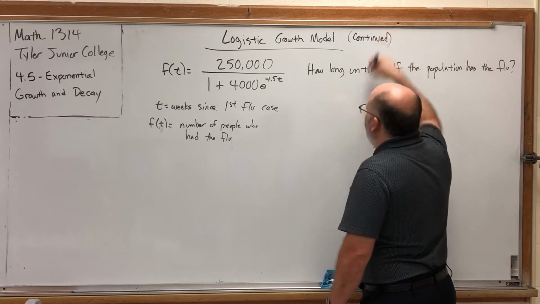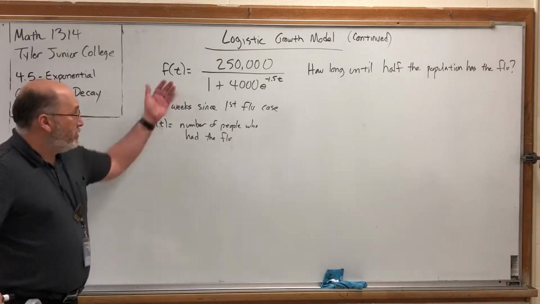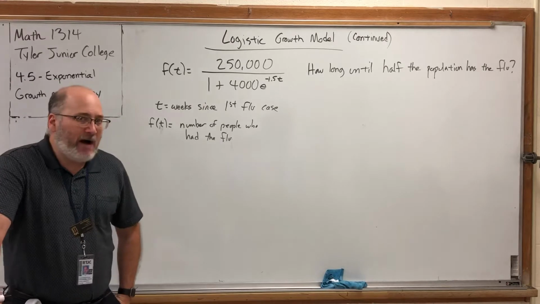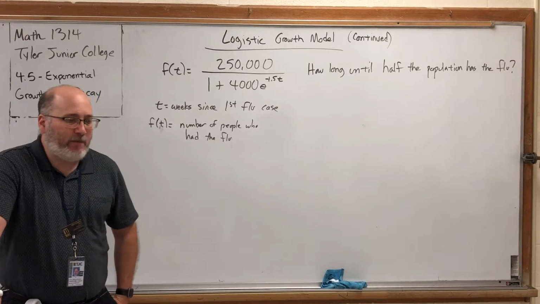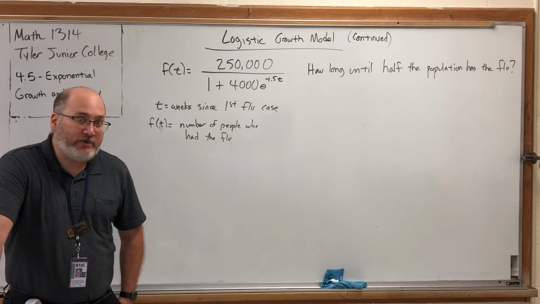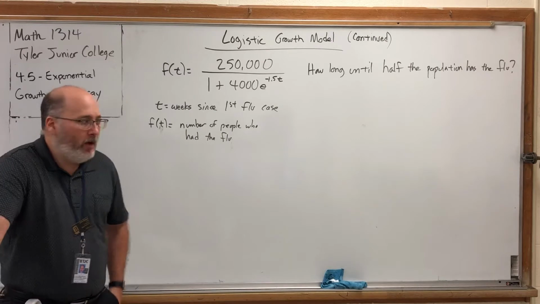In the previous video, we defined the form of a logistic growth model, and we used this specific one. Just a reminder, the number on the top is called the limiting population, represents the maximum population in the setting. This setting was a city of 250,000 people, and then a flu outbreak began.